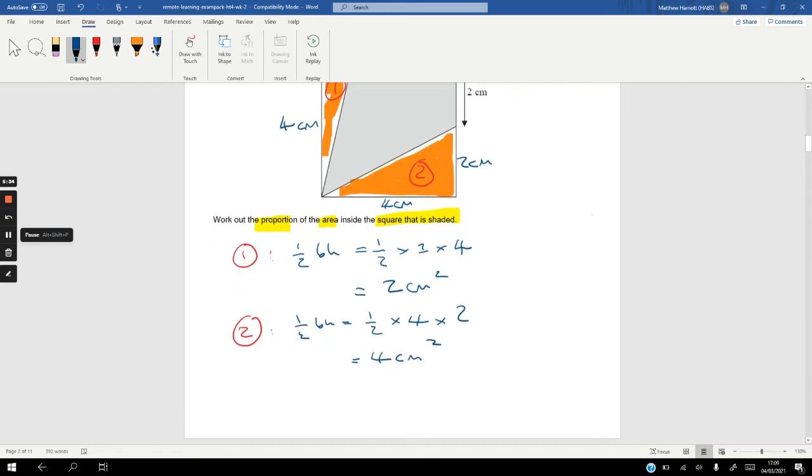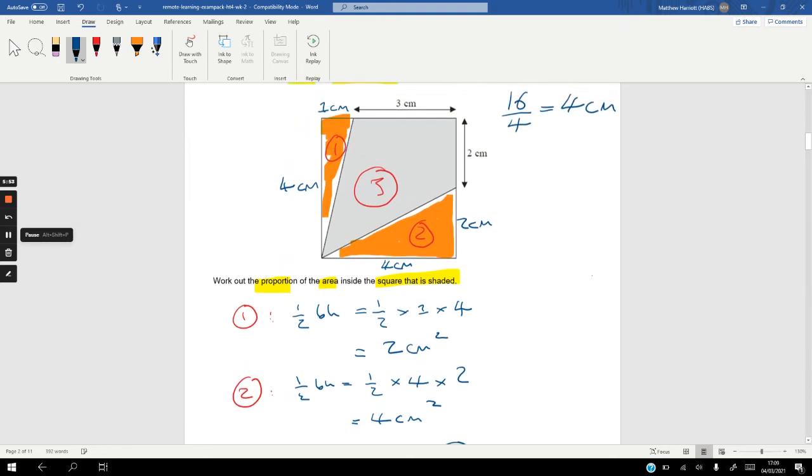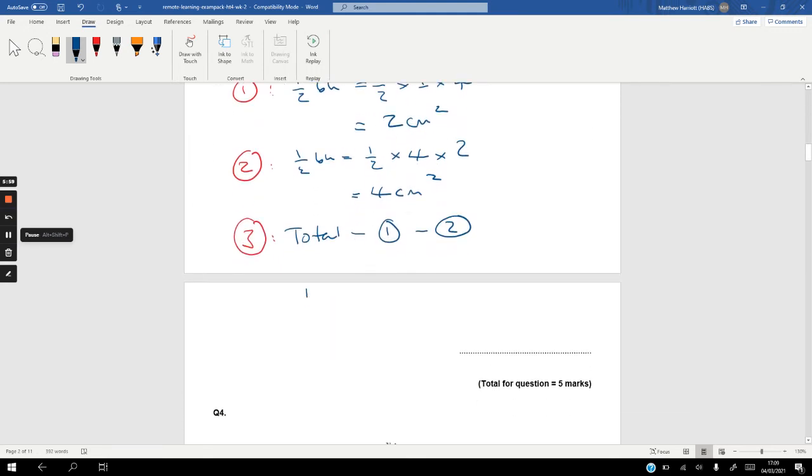So, the shaded area, I could call that 3. The shaded area needs to be the total minus 1 minus 2. To find the total area, I know it's 4 times 4 because it's the area of a square. So that's going to be 16 minus the area of shape 1, which is 2, minus the area of shape 2, which is 4. 16 minus 2 is 14, minus 4 is 10 centimetres squared.